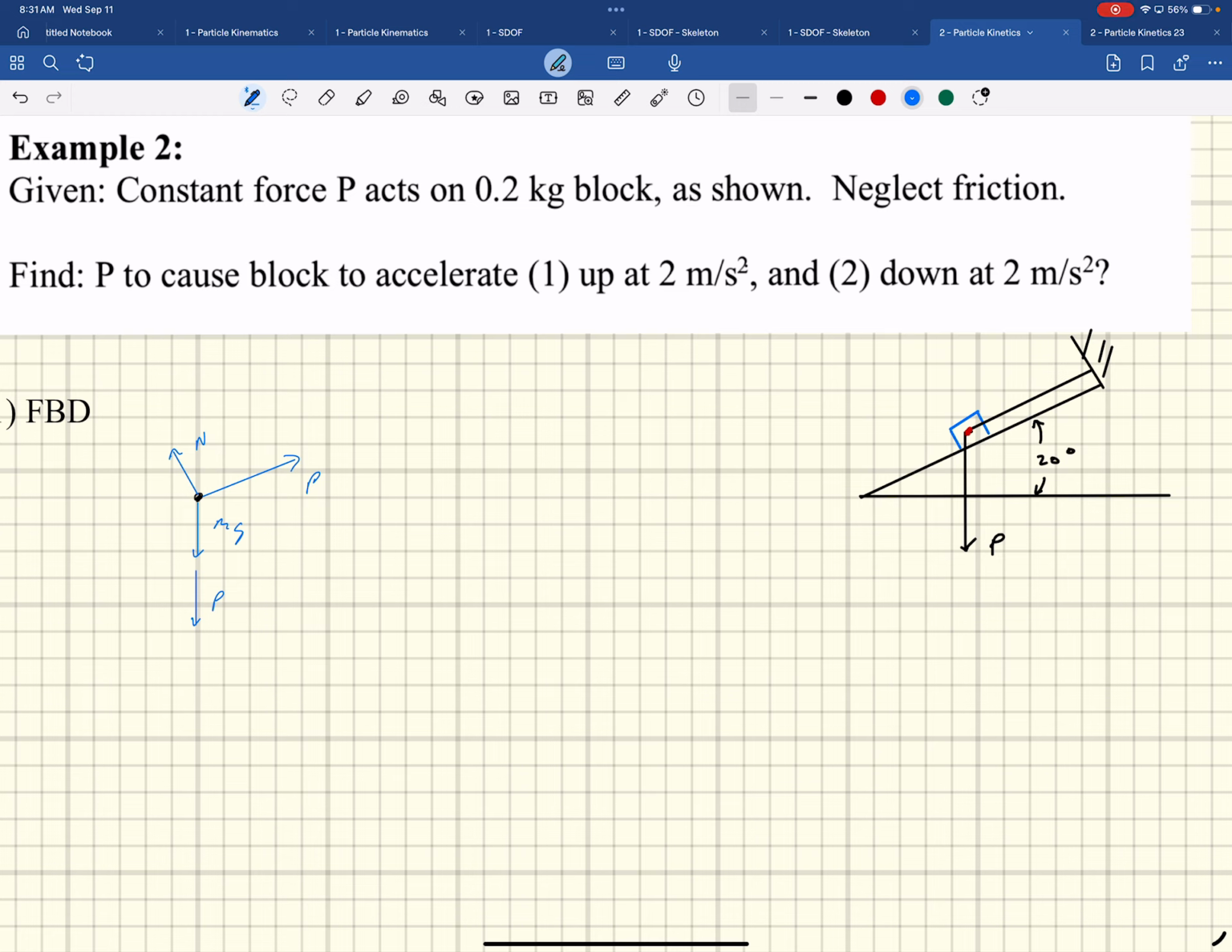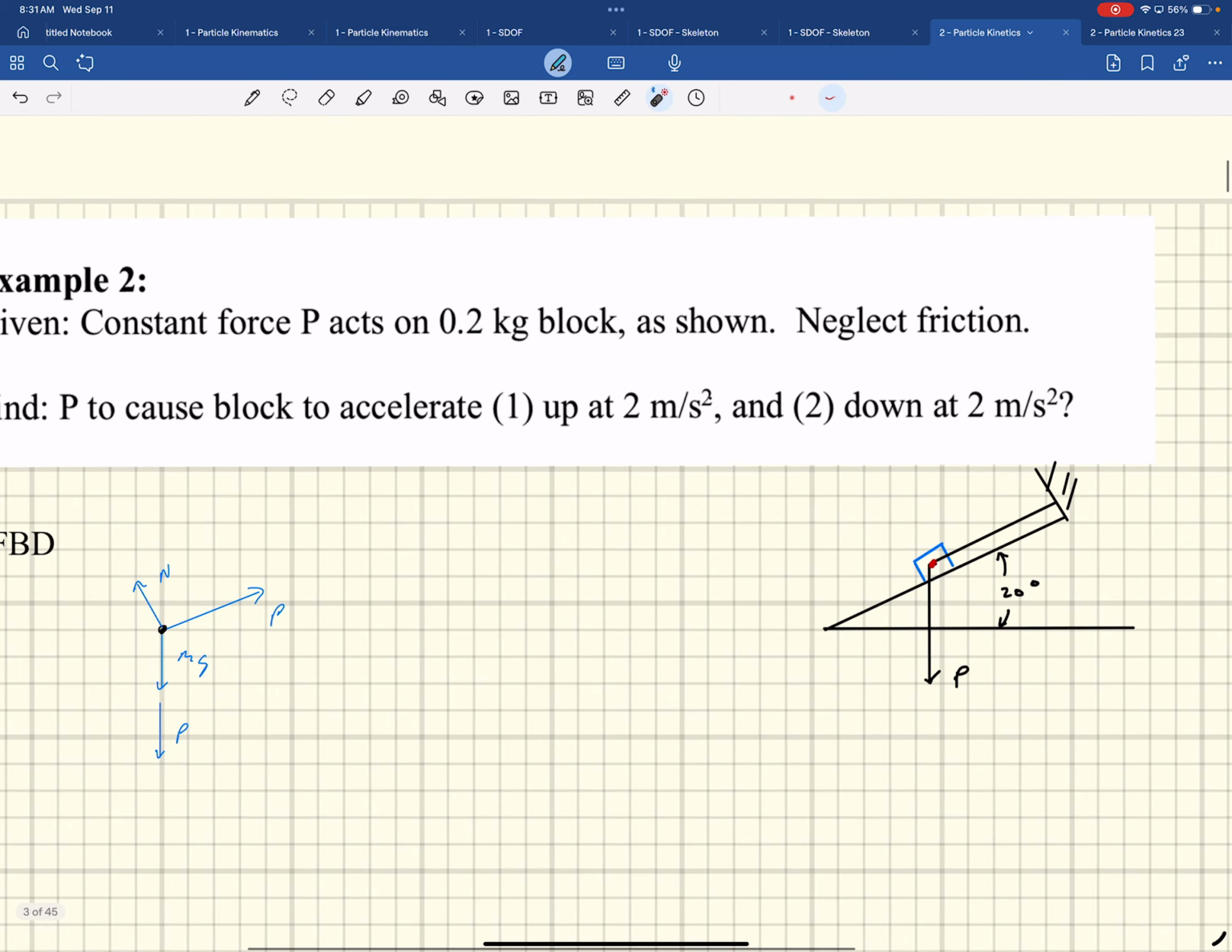I could tilt my axes and get an answer, or I could leave my axes normal and get the answer. Either one works. Just one way is slightly easier than the other. In particular, they're telling us what the accelerations are up and down the ramp, this way and this way. If I kept my coordinate system straight, my accelerations would have an X component and a Y component, and it gets a little messy. So I'm going to tilt my axes, lining up the X and Y directions so they're tilted to the side like that.